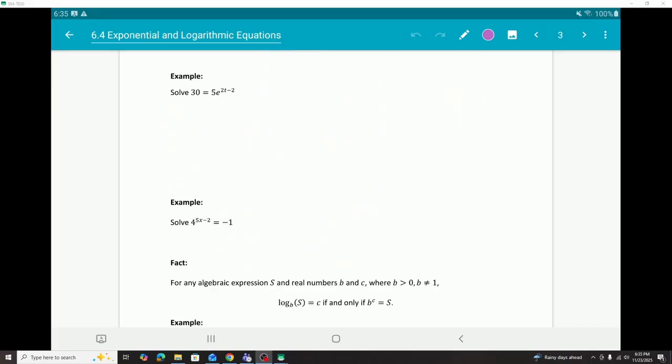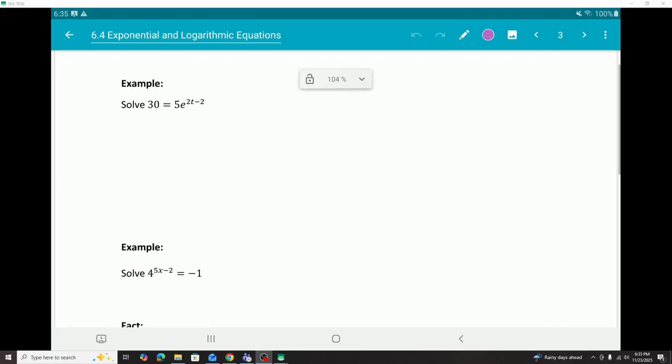Let's wrap up a few more of these exponential equations and move on from there. Exponential equations aren't too bad. It basically just boils down to, if you can't get a common base, take a natural log of both sides. We could take a natural log right on this first example, 30 equals 5e to the 2t minus 2. Or we could be a little bit smarter about it, divide both sides by 5 and simplify first. So I get 6 equals e to the 2t minus 2.